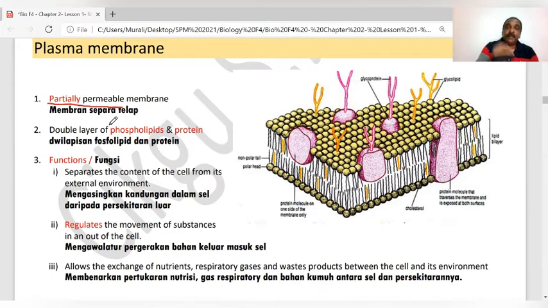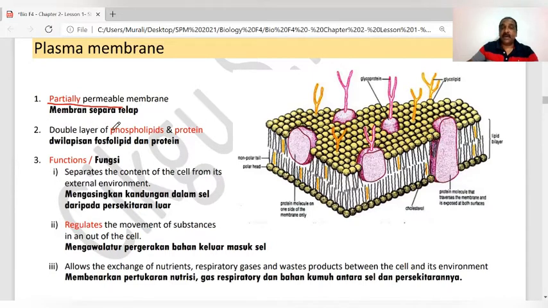So a partially permeable membrane basically allows those that are small in size, water soluble and fat soluble to pass across easily. Other than that, cannot. Large molecules cannot. For example, starch cannot. Protein cannot. Sucrose molecule cannot. All these are large in size. Mineral salts, most of them cannot. All right, so that is the partially permeable membrane.